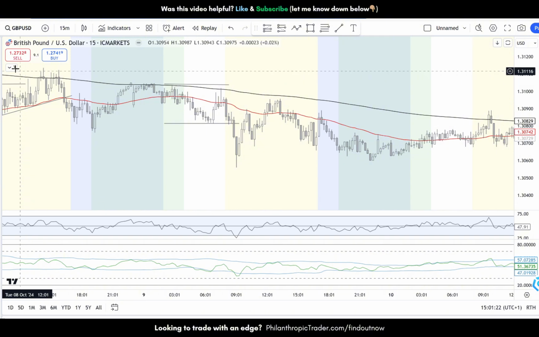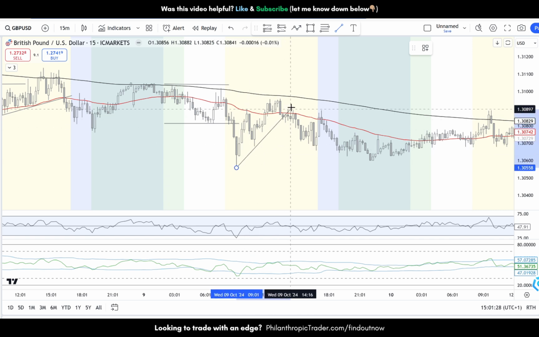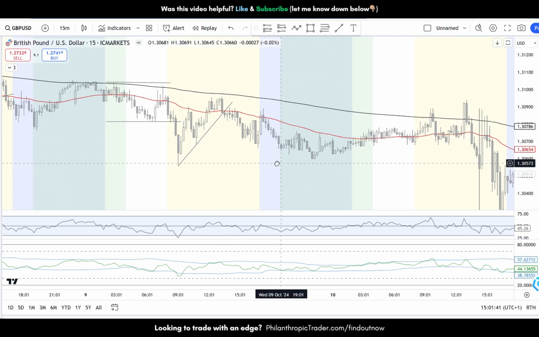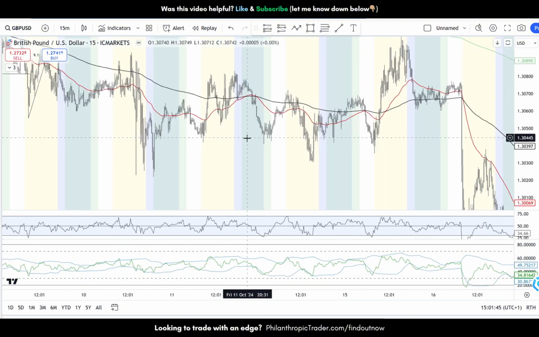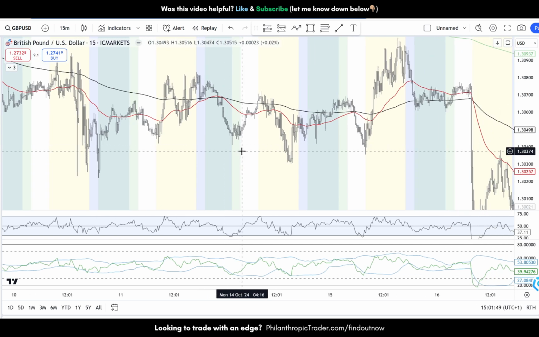But then you wait for the pullback. So we always see a move down, a pullback. And for example, we take the trend line, we wait for it to cross it. We also see it cross the 50 exponential moving average, and then from that moment you can take a sell order, right? So yeah, these are kind of typical trades for the London session.